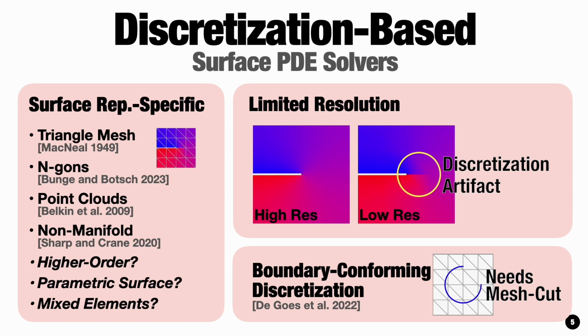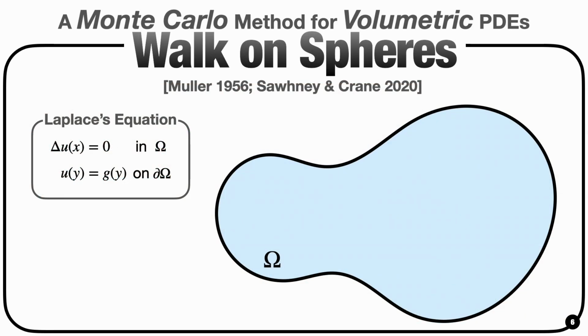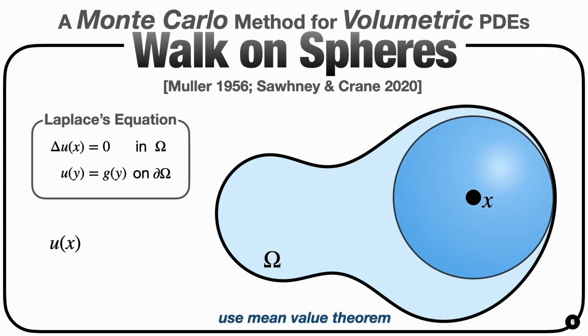Fortunately for volumetric PDEs, there is a solution to these problems, which is a Monte Carlo method called the Walking Spheres method. The Walking Spheres method estimates the solutions to the Laplace equation with the Dirichlet boundary condition. To estimate the solution at point x, we draw the largest sphere centered at point x contained inside of the domain. The mean value theorem tells us that the solution at point x is equal to the average of the solutions on all the points on this sphere.